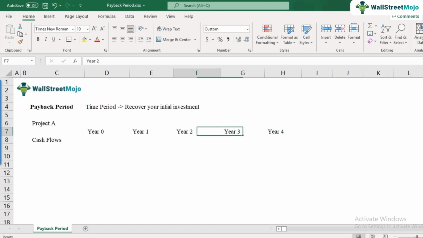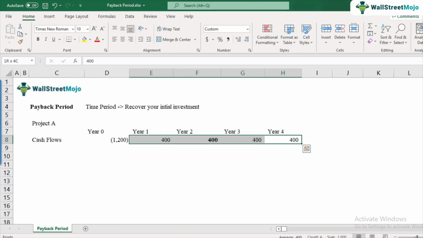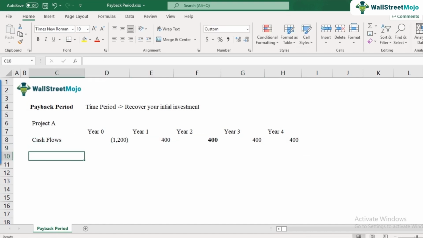Let's assume that there's a very simple project, project A, which requires an initial investment of say $1,200, and you get cash inflows from this project to the tune of, let's say, $400 each. So what we are assuming here is that all of these cash inflows are equal, equal cash inflows each year. So that's the assumption that we have made.